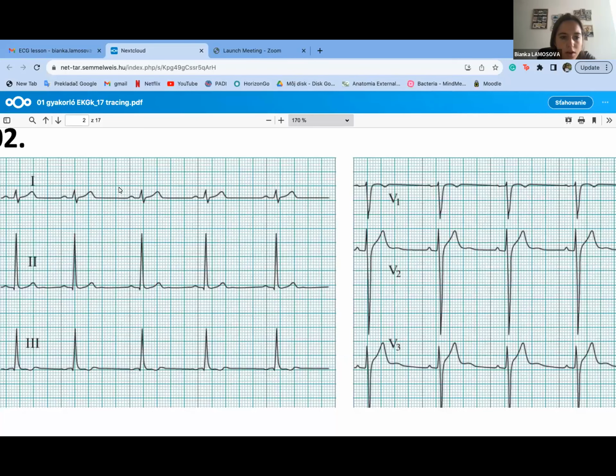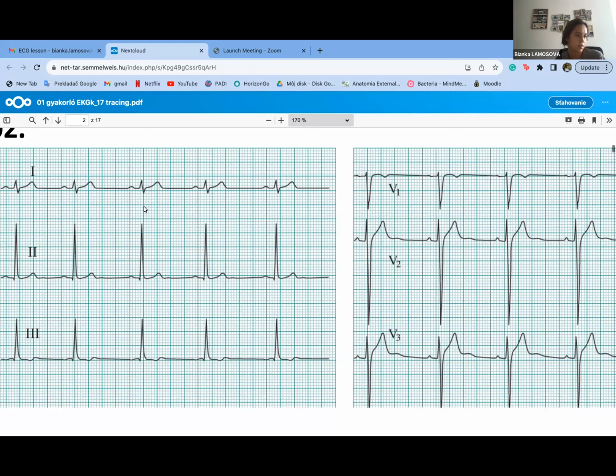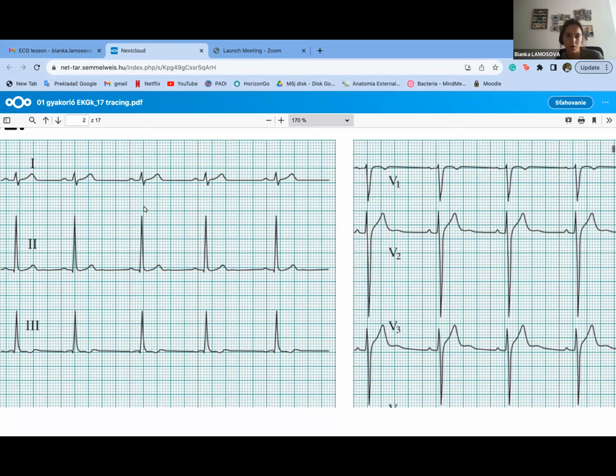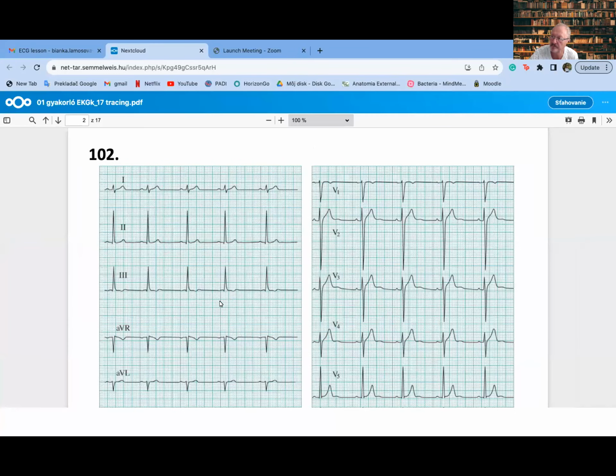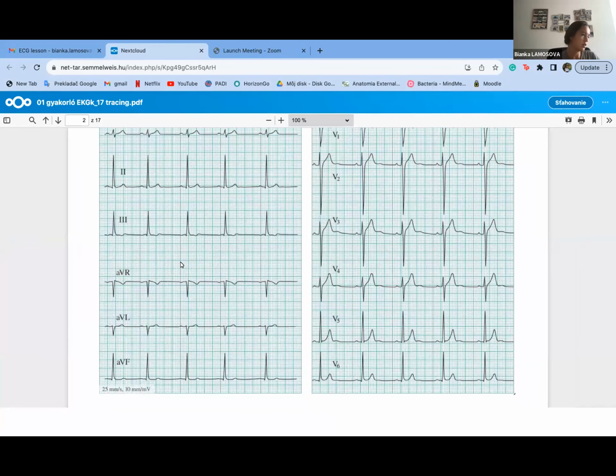So five squares, and I just remembered the 300 rule that you had in the video. So I did it based on it, which gives 60. And then I did the equiphasic method to find out the position of the axis, by defining the equiphasic one, which in this case was lead one.